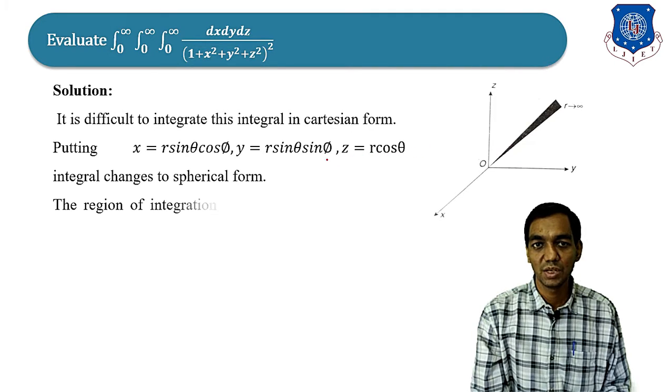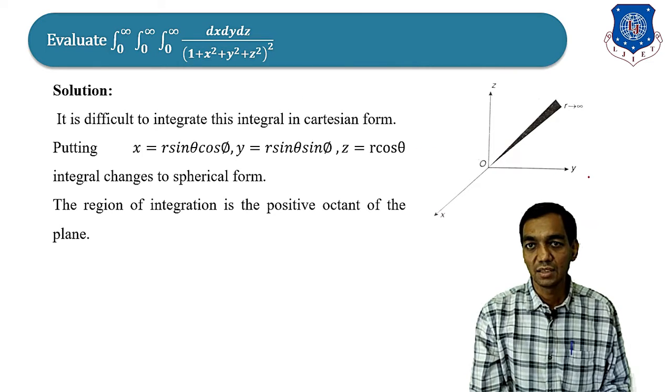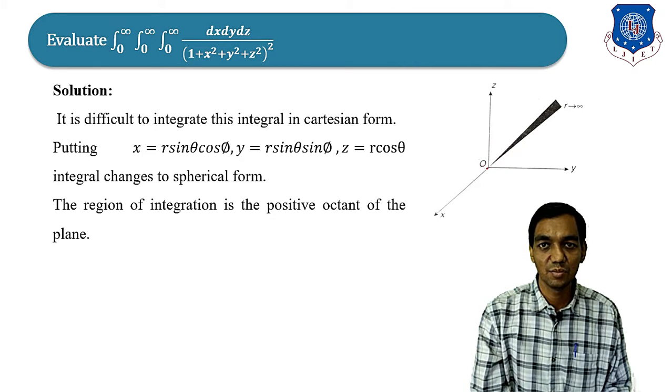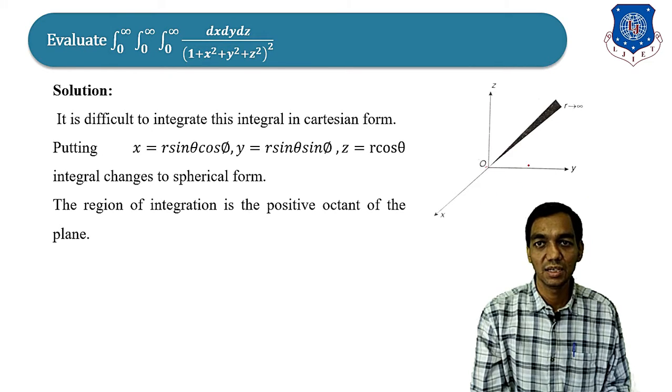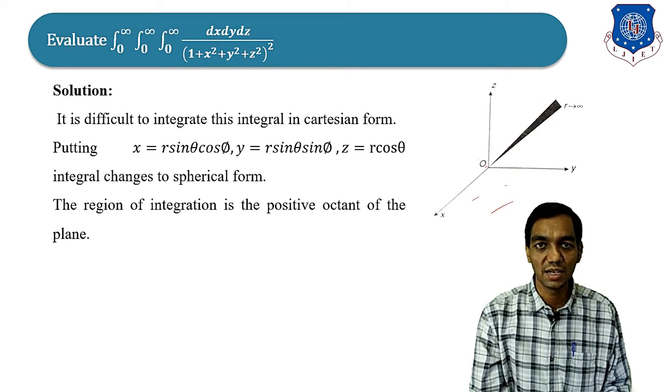Now, changing into the spherical coordinate system, you will have the first octant. See, this is your first octant because x has a limit from 0 to infinity, y has a limit from 0 to infinity, and z also has a limit from 0 to infinity. That means you have the first octant region. All of x, y, and z are positive.